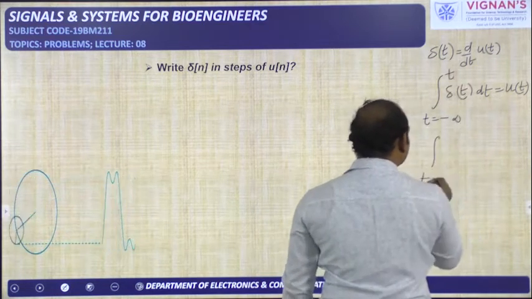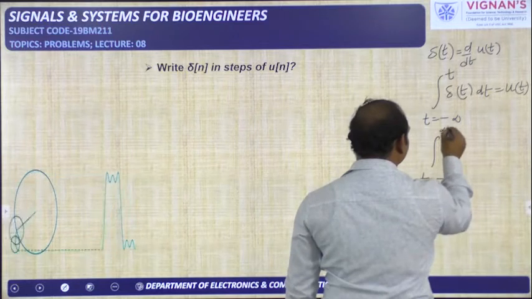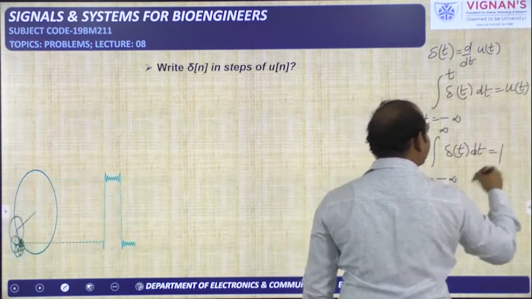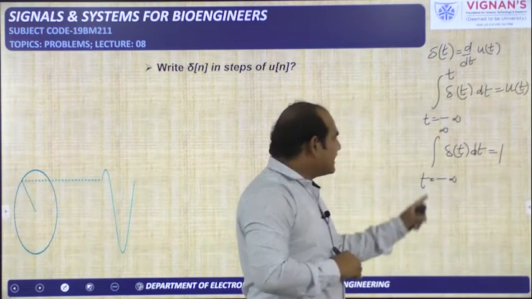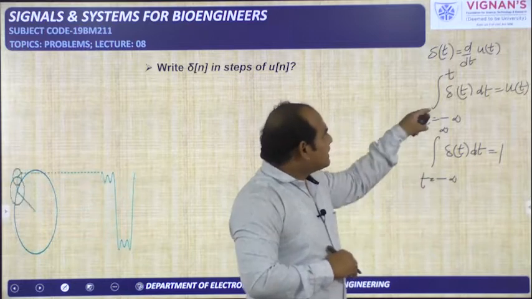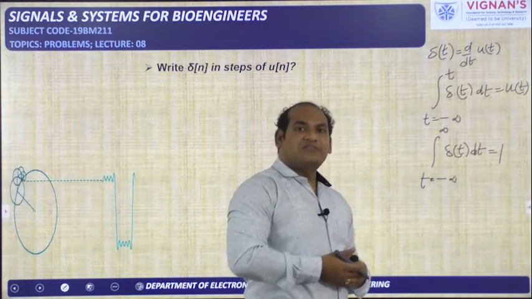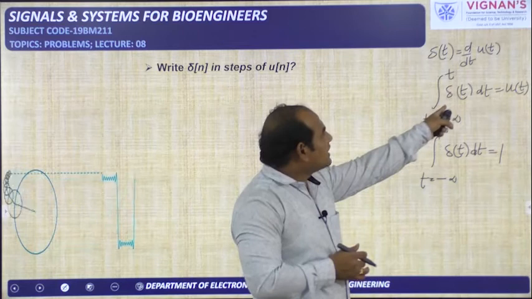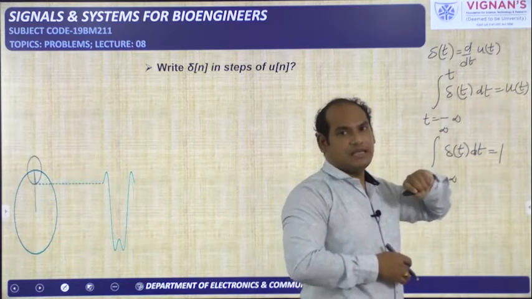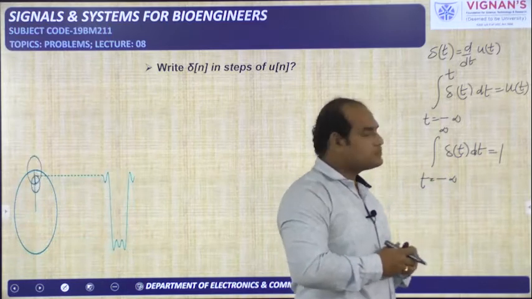You may get confused with this one. In the previous classes, many times I have told that the area under the impulse signal will be equal to 1. That means I am telling the integration of δ(t) is equal to 1. Here also we are doing the integration, but instead of writing 1, why did we write u(t) here? There is a difference between these two.